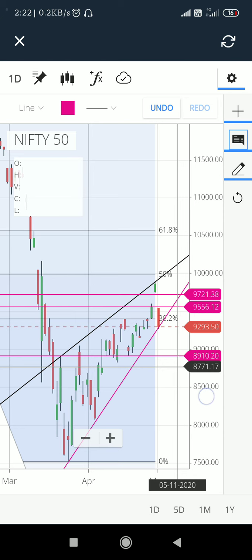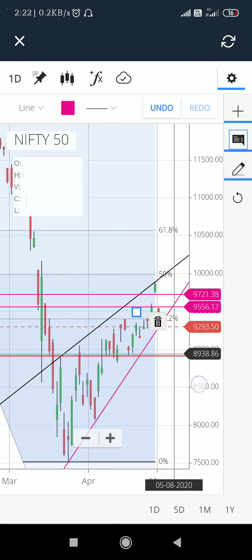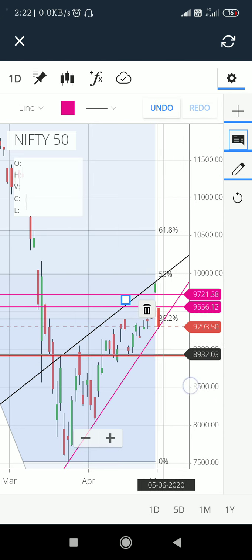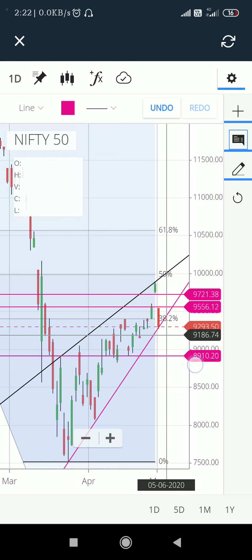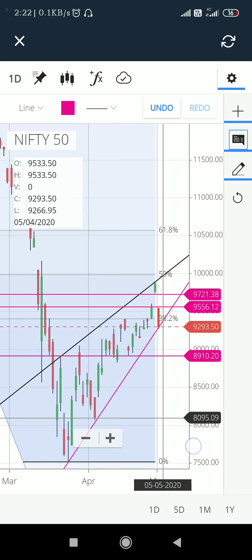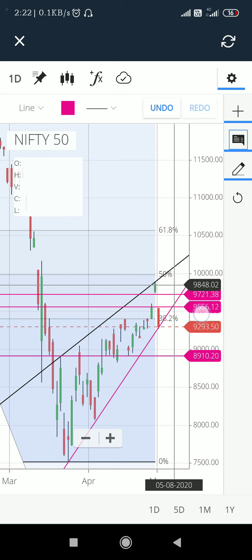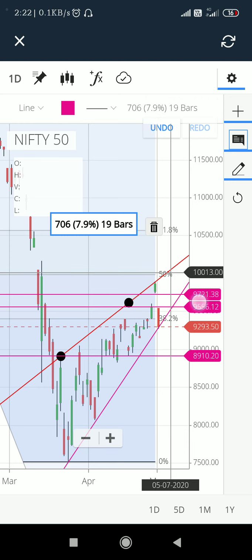The major support stays at 8900 or 9000 levels, and the major resistances are today's high, that is 9500, and further at 9700 or 9721. And the upper hand, staying as a very good resistance, is at the 10,000 level, that is the 50% Fibonacci level. So that was a clear cut and simple chart analysis for Nifty 50.